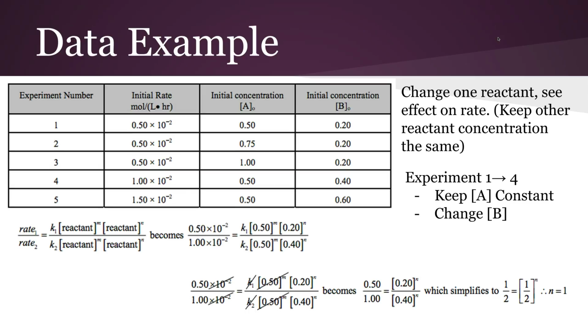When you do that, you see that the rate is 1/2, and the concentration is 1/2 to the n power. Well, that 1/2 is equal to 1/2, so n has to be equal to 1, which means it's first order. So B is first order. You do the same thing for A. You should run through it, just double check mathematically, but you're going to find out that A is 0.